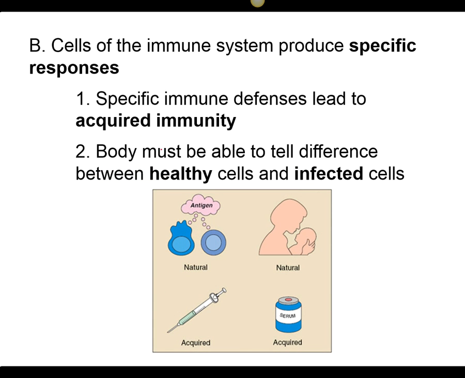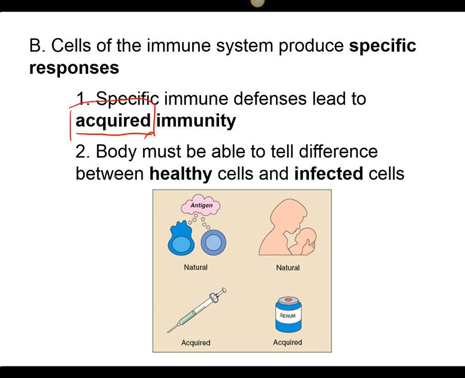Now, so that's non-specific. Now we're going to talk about the second one. Specific responses. This is how I will always be able to fight off chickenpox, because my immune system is specifically designed to kill chickenpox when I received a vaccination. This is something we have to get throughout our life. We have to acquire it.